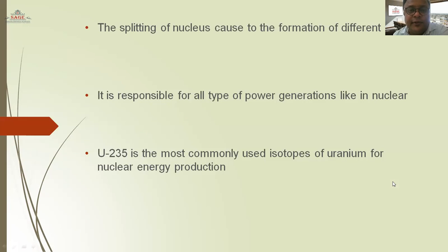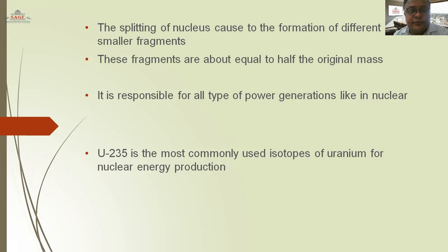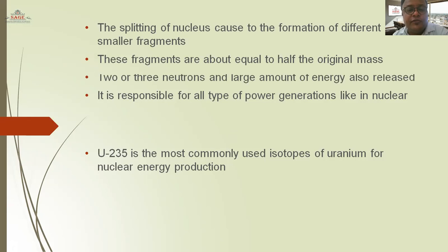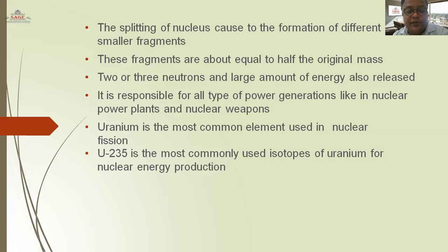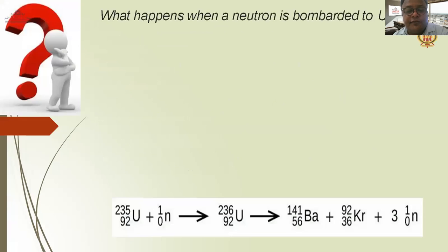The splitting of the nucleus causes the formation of different small fragments, and it is responsible for all types of power generation, like in nuclear power plants. Uranium-235 is the most commonly used isotope of uranium for nuclear energy production. These fragments are about half of the original mass. Two or three neutrons and a large amount of energy are also released, which is responsible for power generation in nuclear power plants and nuclear weapons. Uranium is the most common element used in nuclear fission.